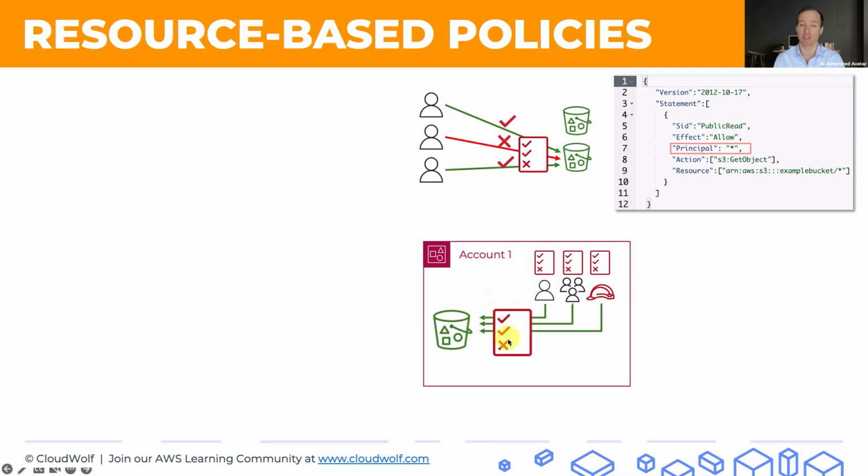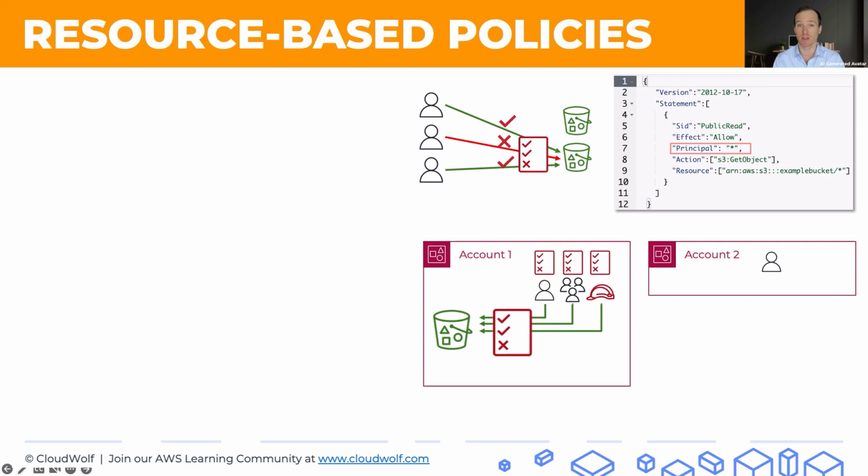So if there's nothing at all, then it'll be a deny. By default, there's a deny. If there's an explicit allow in any one of these, then it'll be allowed, unless there's an explicit deny, as we remember from previous tutorials, that an explicit deny always overrides an explicit allow. So that's how it would apply here.